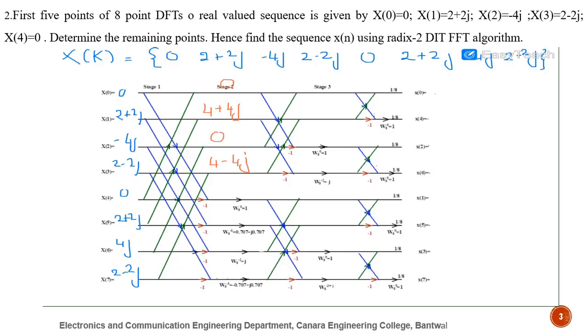And here, this is 0, this is also 0, so I have here 0. Then the next one, this is 2 plus 2j, this is minus 2 minus 2j, so you get this as 0. And here, this is minus 4j, this is also minus 4j, so I get this as minus 8j. Then here we have 2 minus 2j, minus 2 plus 2j, so therefore it is equal to 0.